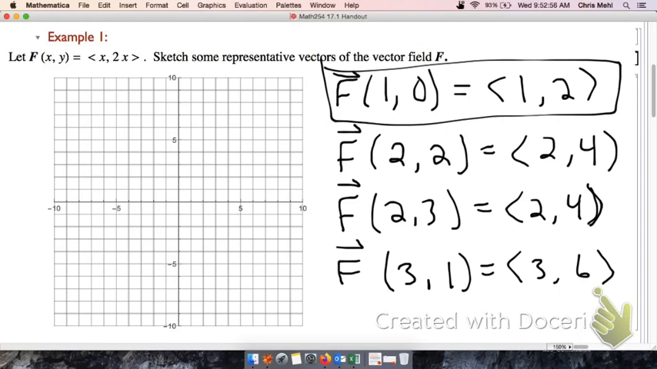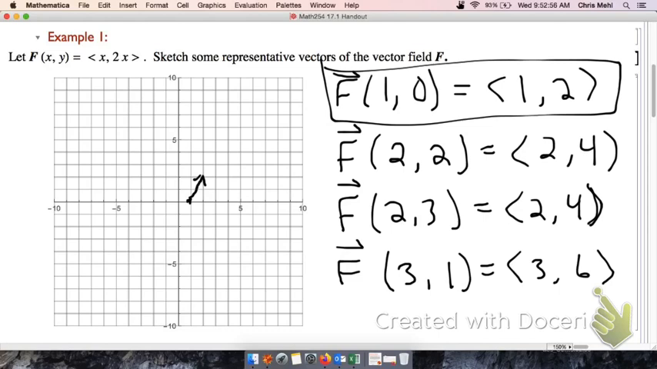So let's see. Go to the point 1, 0, which is right here. It's hard for me to draw with my little pen. And then I'm going to go right 1 and up 2 to get to the head of the vector. So there is the vector 1, 2 with the tail of the vector at 1, 0. Remember, the components of the vector 1, comma 2, just say from that tail you go 1 unit to the right and 2 units up.